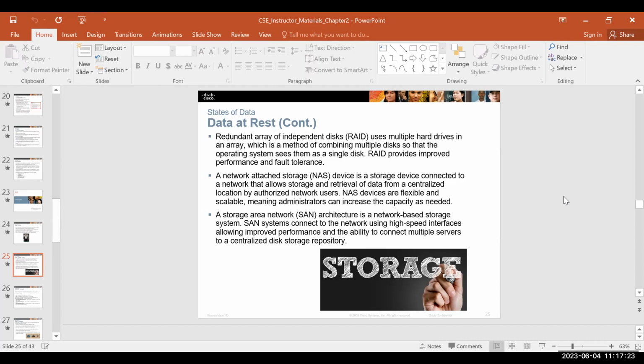In the RAID, because RAID can contain multiple hard drives, if you want to add capacity to the server, you just have to buy a new hard drive and attach it inside the RAID to increase the capacity.